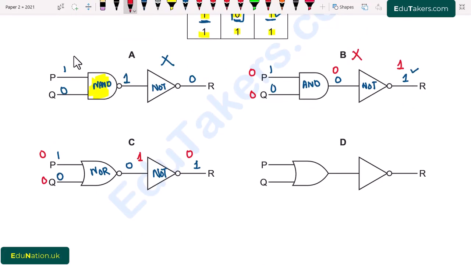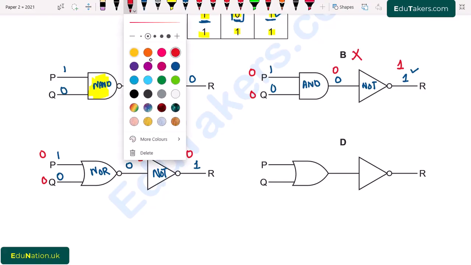I also check the third one, that when both of the inputs are high, 1 and 1.